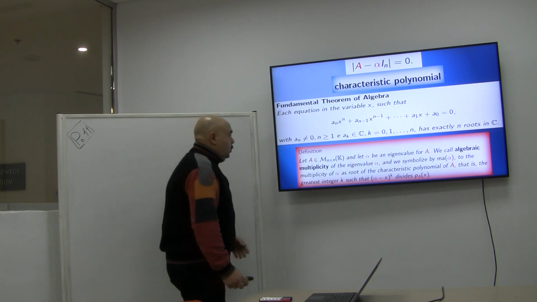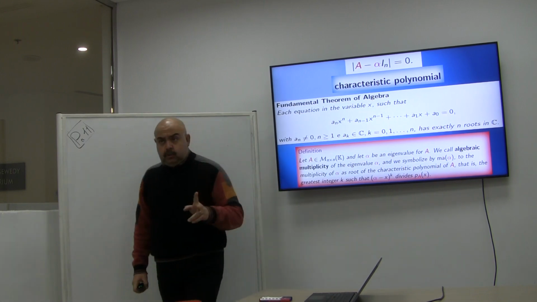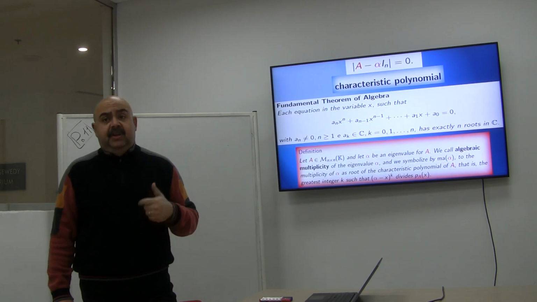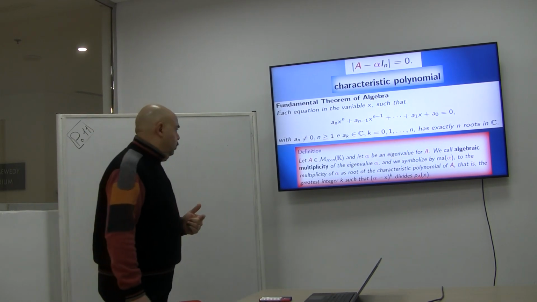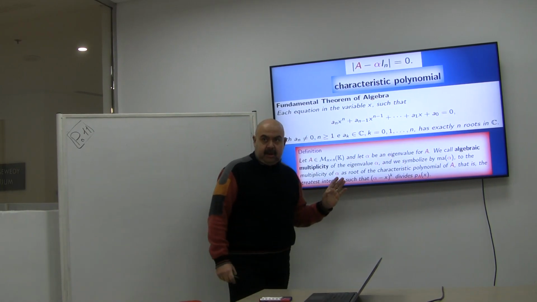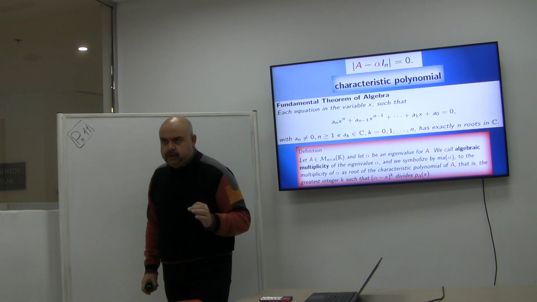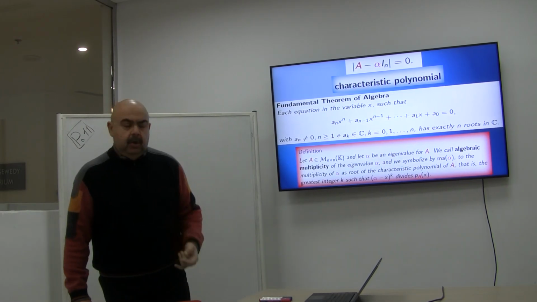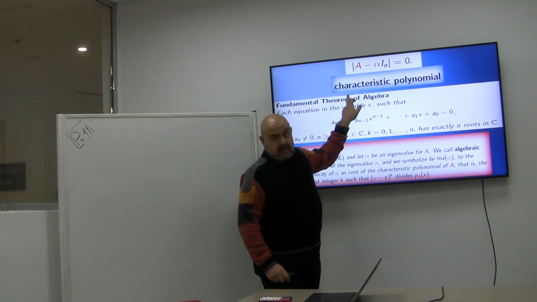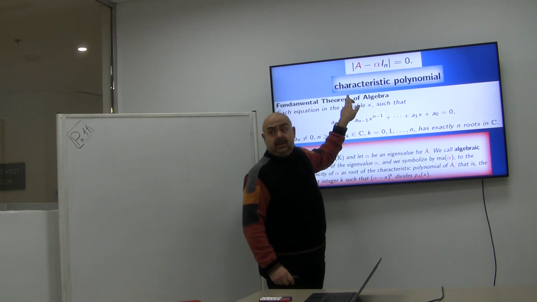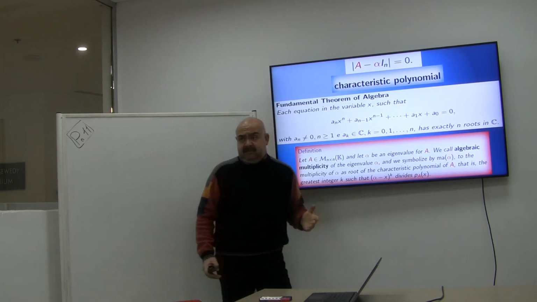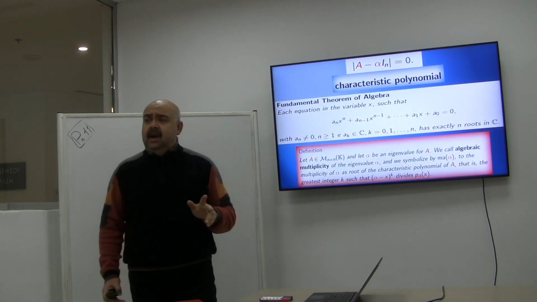Okay, I want to review with you two things, which are the algebraic multiplicity and the geometric multiplicity. First of all, the algebraic multiplicity is simply the number of repetitions of the roots of the characteristic equation. So once you solve this equation, you will get roots. These roots are the eigenvalues. These eigenvalues may be distinct values or may be repeated values.